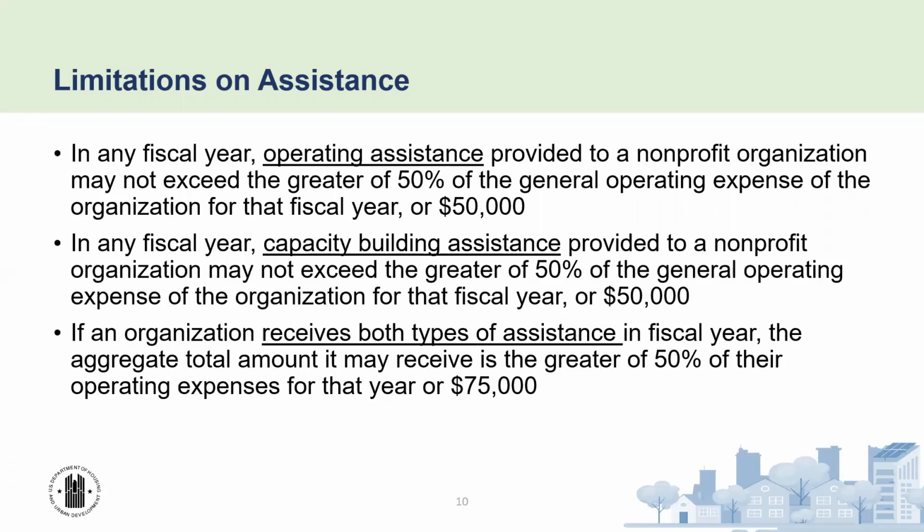Now, if an organization receives both operating assistance and capacity building assistance, the aggregate amount of the assistance it receives cannot be greater than 50% of the organization's total operating expenses for that fiscal year, or $75,000.